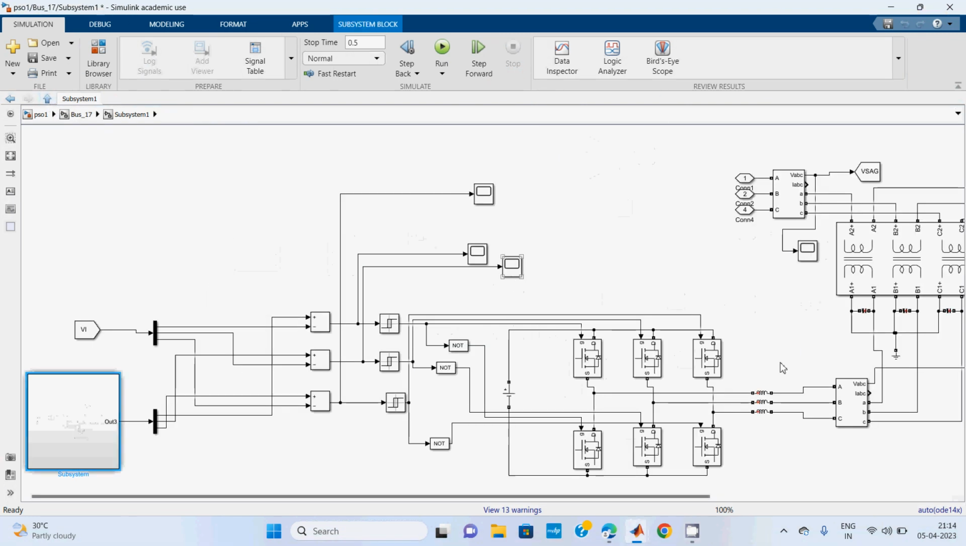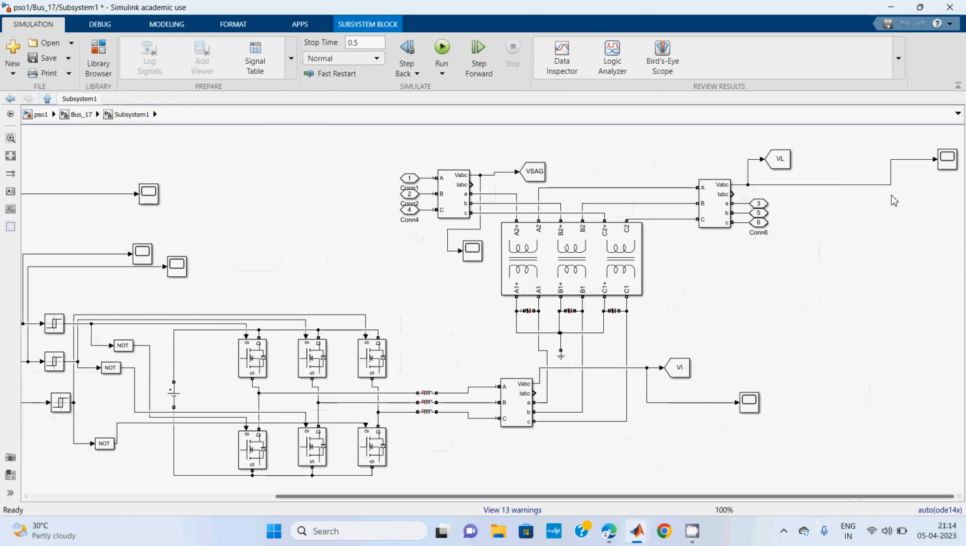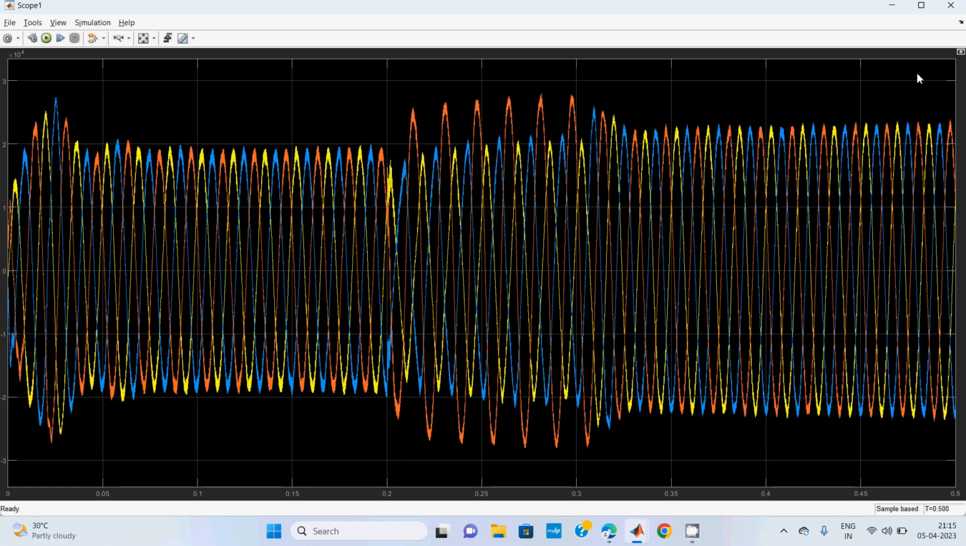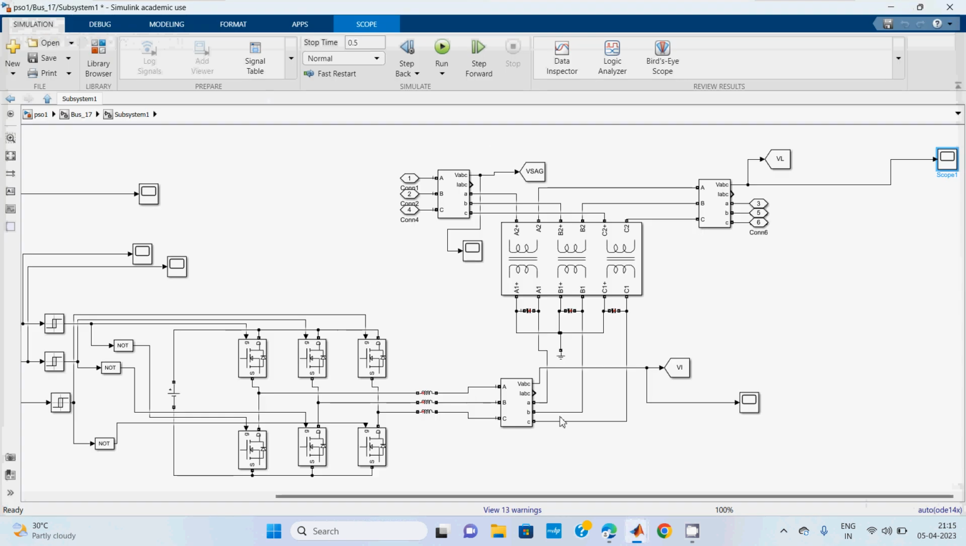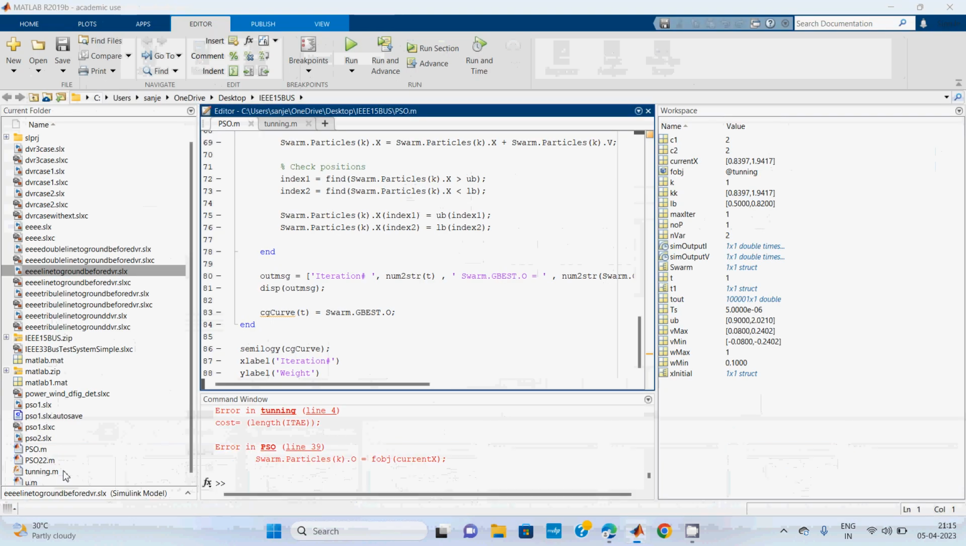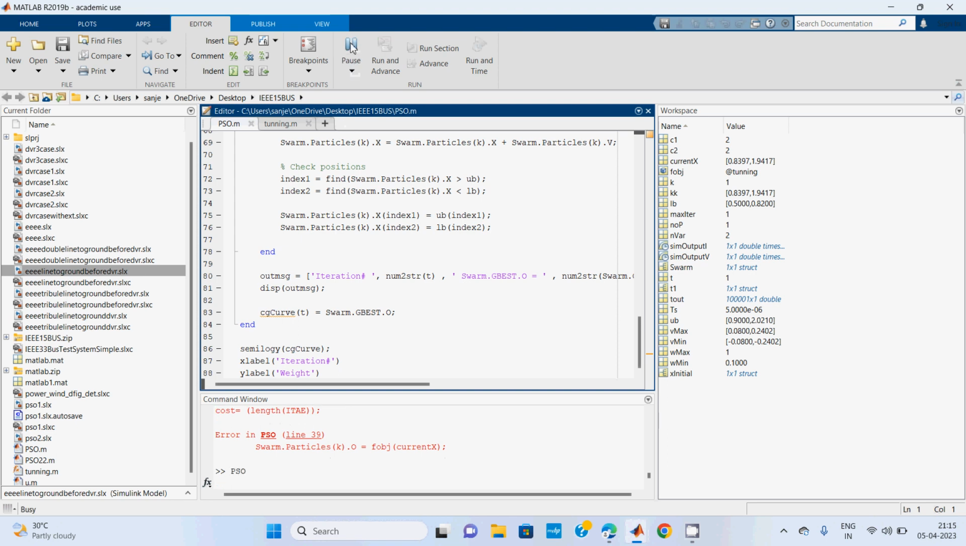Again, I will show you the KP value; this magnitude totally depends upon the KK values. This KK value right now has 0.8397 and 1.9417. This value will be changed automatically while we are tuning the PSO. Suppose I run the model again, the values of KP and KI change again. It depends upon the number of iterations.